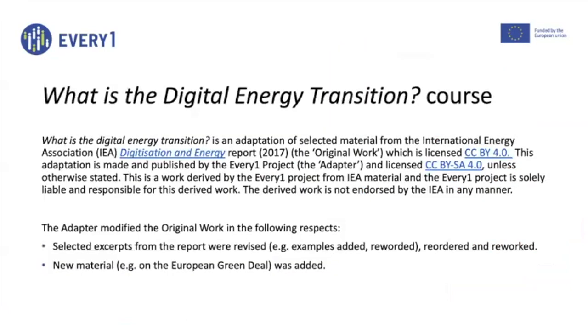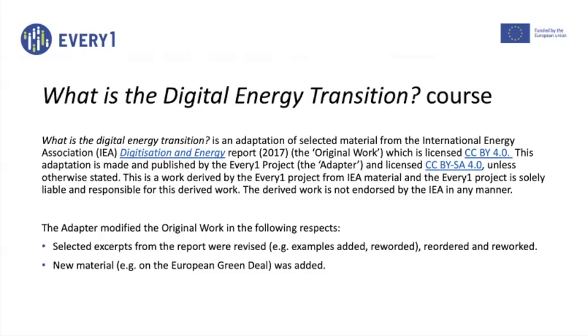One example of this is for our What is the Digital Energy Transition course. So this is an adaptation. This is a Digital Energy Essentials course for Every1, and we used material from the International Energy Association that's on an open license. In this case, it's CC BY 4.0, and we incorporated and used that material and reworked it along with our original content to make a new resource. The course here, What is the Digital Energy Transition? Of course, we need to let people know and attribute that accordingly.